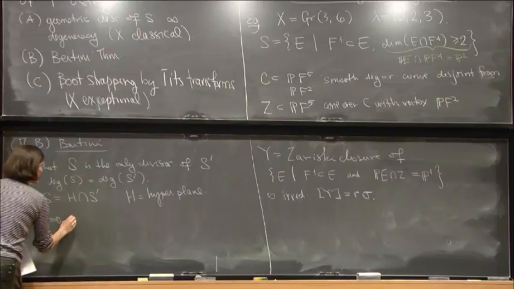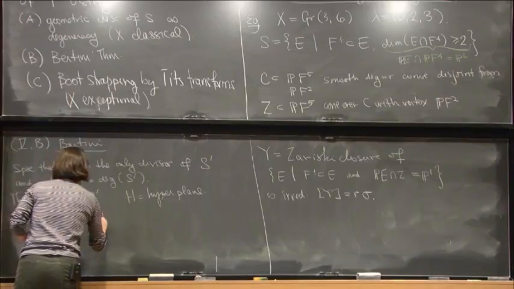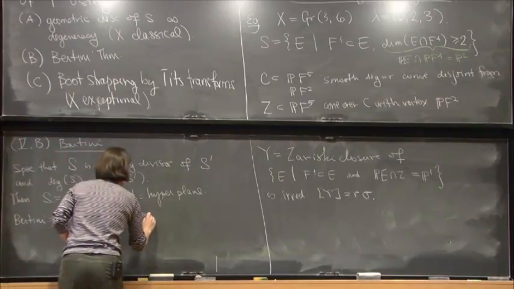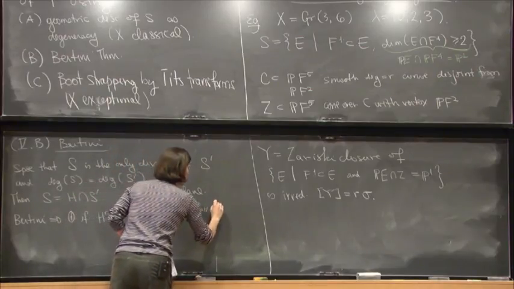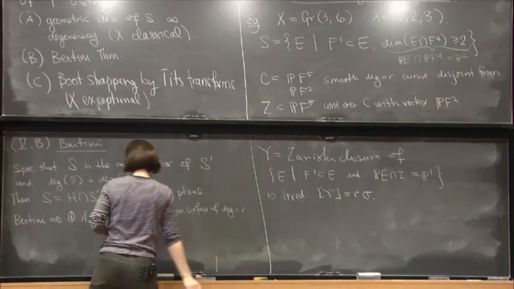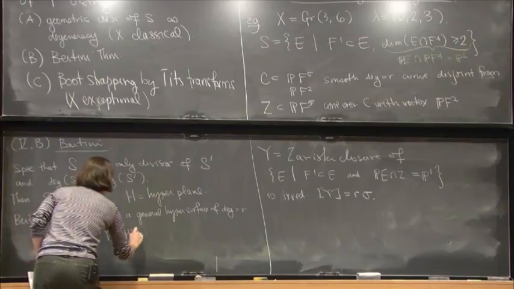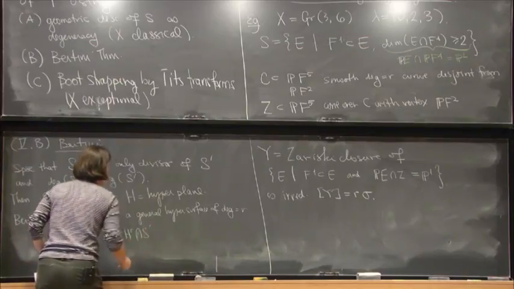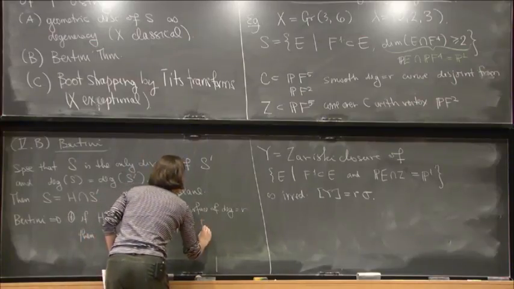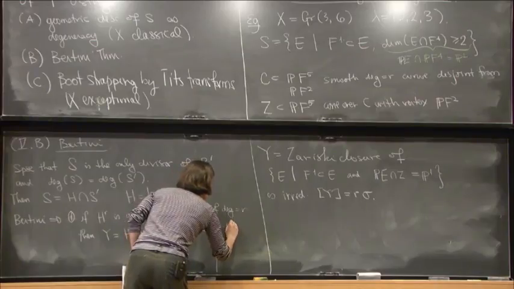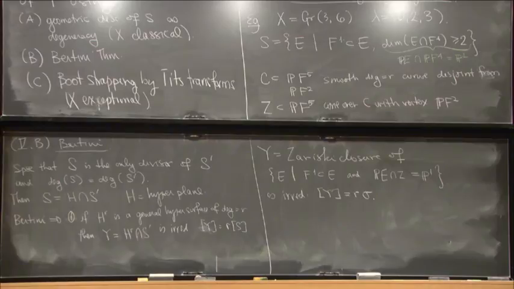tells us two things. First, if H_r is a general hypersurface of degree equal to r, then the intersection of that hypersurface with S prime is irreducible and homologous to r times the Schubert class represented by S.